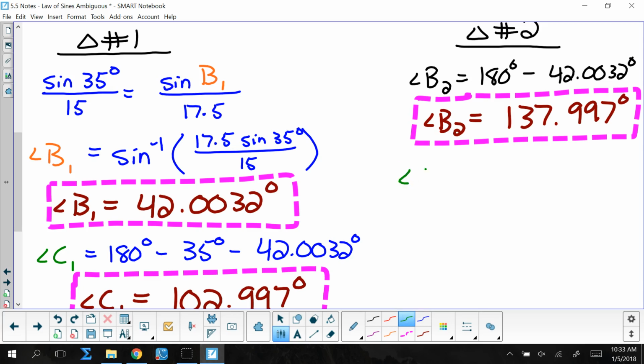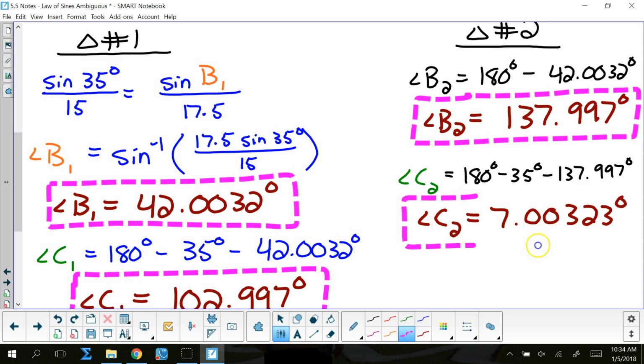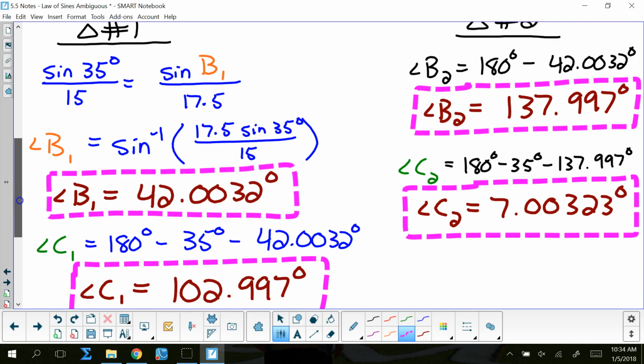Angle C sub 2 then is going to be 180 minus 35 minus 137.997 degrees. So angle C sub 2 is going to be 7.00. Again, I left mine on the calculator. That's why I get the changing number of decimal places afterwards, because it's going off of sig figs on my calculator. Okay.